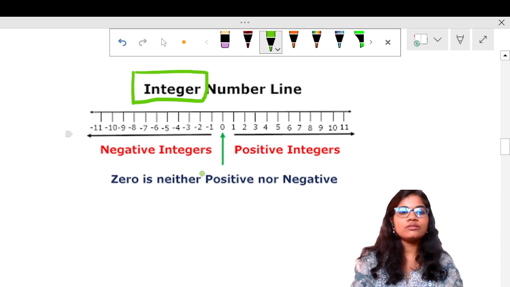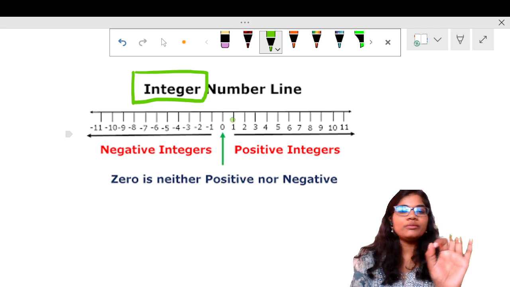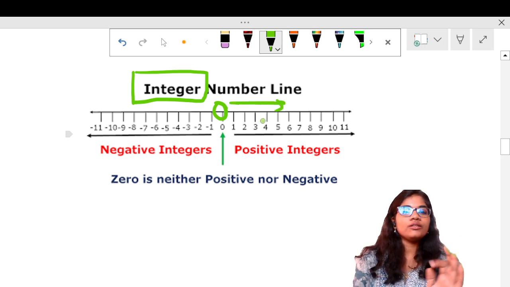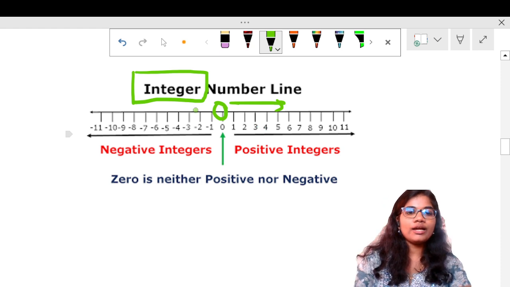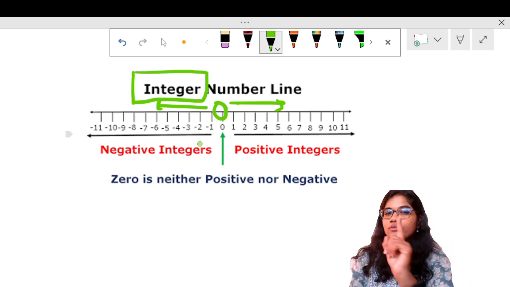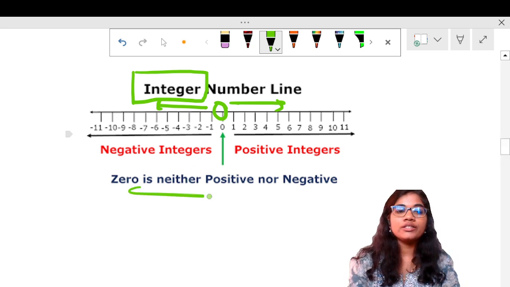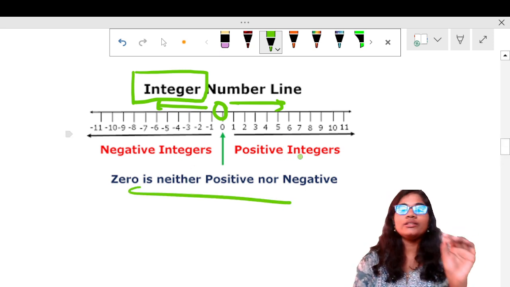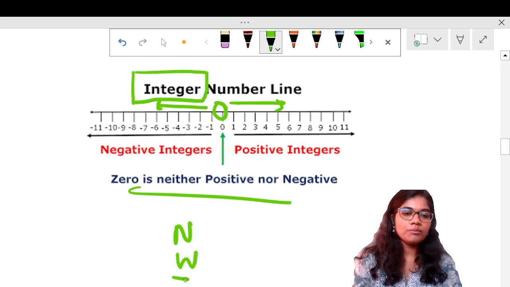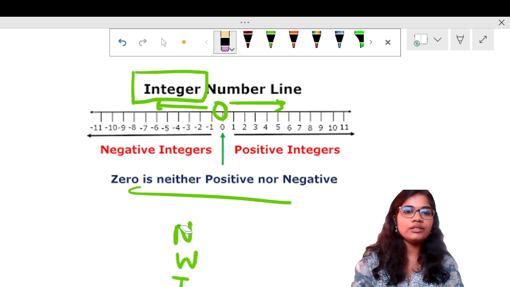All right. You can see the number line of the integers here. At the center you can see the zero, and all the positive numbers are written on the right side of the zero and all the negative numbers are written on the left side of the zero. Now, a fun fact you have to remember: zero is neither a positive nor a negative number. So we talked about natural numbers, whole numbers, and integers.